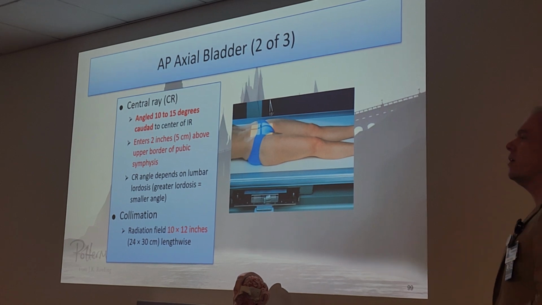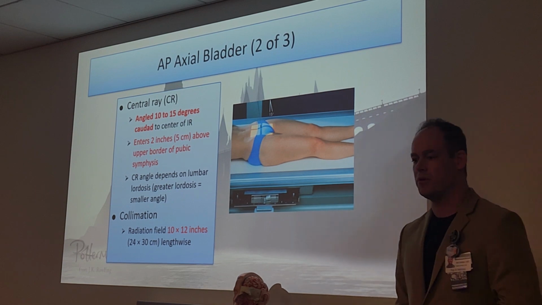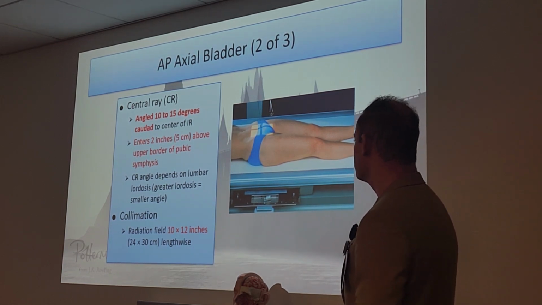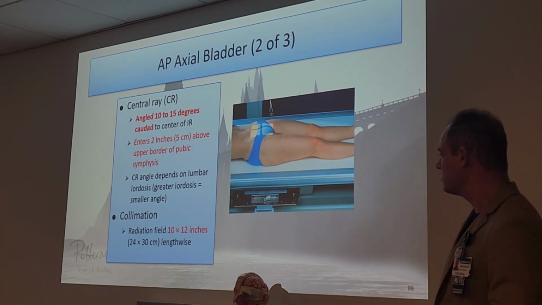So central ray will be entering once again 2 inches above pubic symphysis. They'll be at the level of pubic symphysis for voiding studies. And we're going to be using a 10 by 12 lengthwise cassette for these exams. 10 by 12 lengthwise cassette.